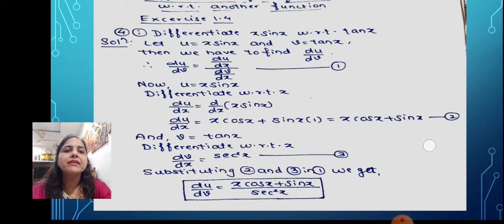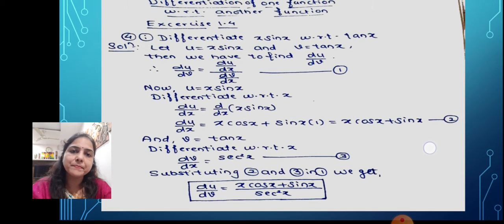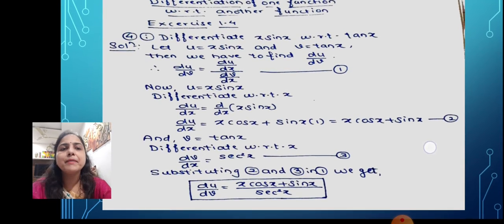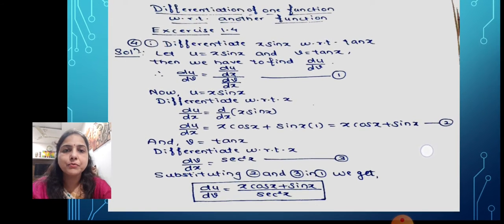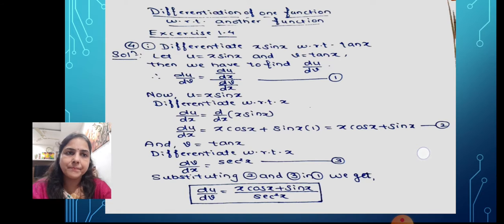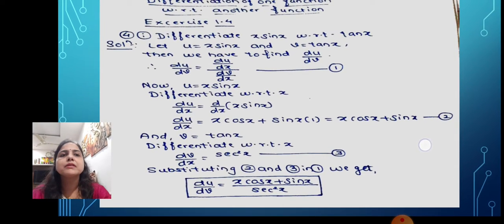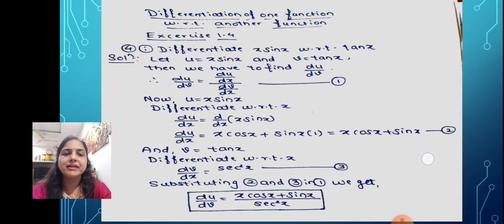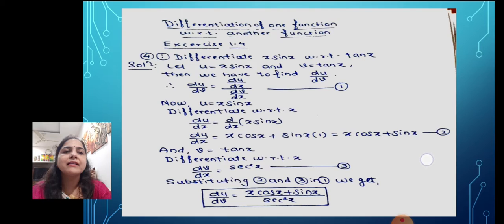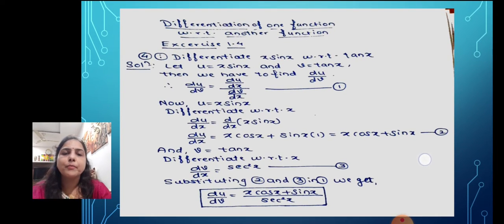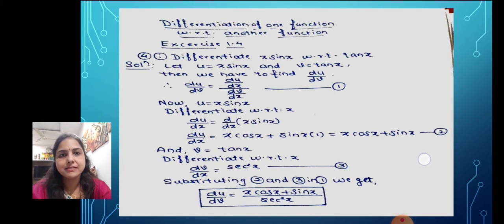Now we take v as tan x. We differentiate it with respect to x. So we get dv by dx, that is equal to derivative of tan x, which is sec square x. So dv by dx is equal to sec square x. We write it as equation number 3. We substitute the values from equation number 2 and 3 in equation 1. So du by dv is equal to, from second we write x cos x plus sin x in the numerator, and from third we write sec square x in the denominator. So du by dv is x cos x plus sin x upon sec square x. This is our final answer.